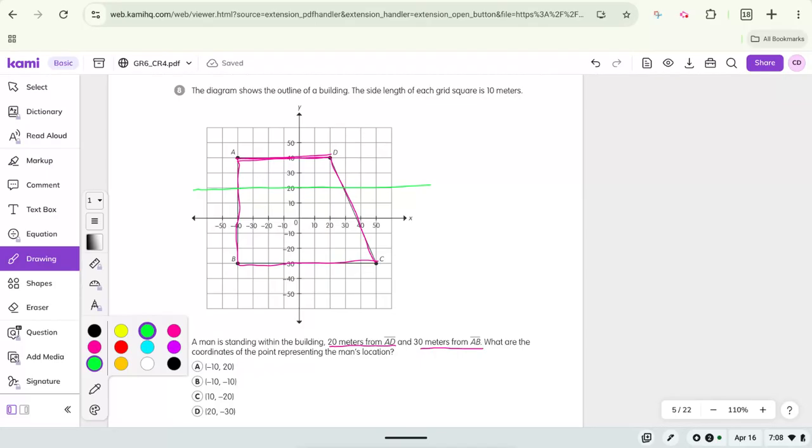So AB is this left wall, so come in 10, 20, 30. So 30 meters this way. And he's going to be somewhere along that segment. And those two segments intersect right here at -10, 20. And that's why you should select A. If he's standing at -10, 20, he is 20 meters away from segment AD and 30 meters away from segment AB.